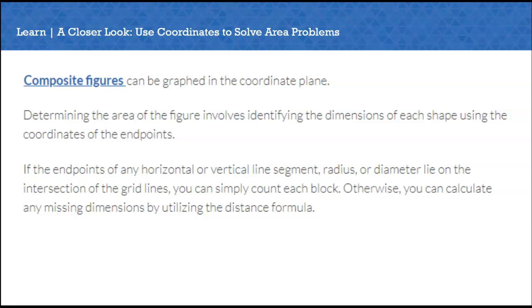Composite figures can be graphed in coordinate planes as well. We're going to determine the area of the figure when it involves identifying the dimensions of each shape using the coordinates of endpoints. If the endpoints of any horizontal or vertical line segment, radius, or diameter lie on the intersection of the grid lines, you can simply count the blocks. Otherwise, you can calculate any dimensions by utilizing that wonderful distance formula.